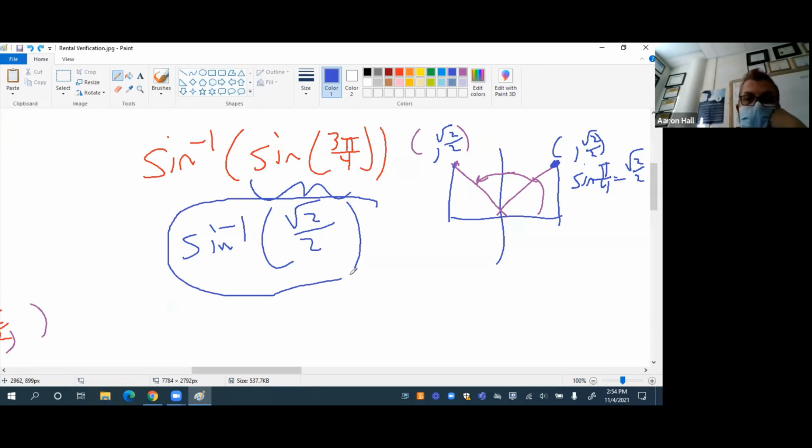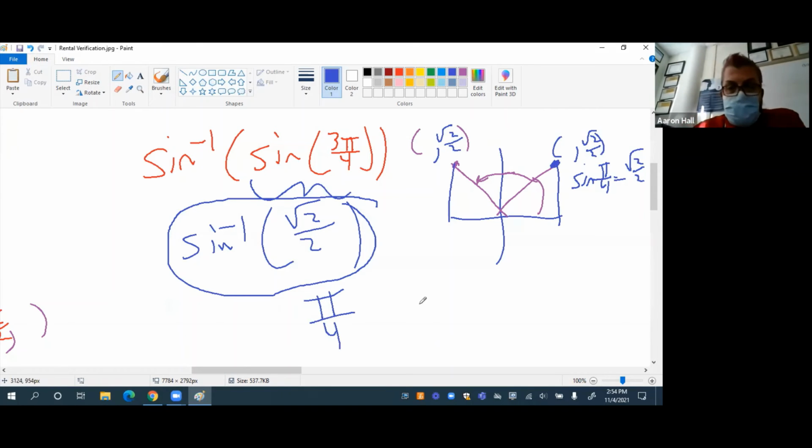At this point, my calculator doesn't know that I rotated over here. So my calculator is just going to go with the shortest. My calculator is going to say pi fourths is my answer here. Does that make sense? Just go with the shortest rotation. If two are equal, then go with the positive.